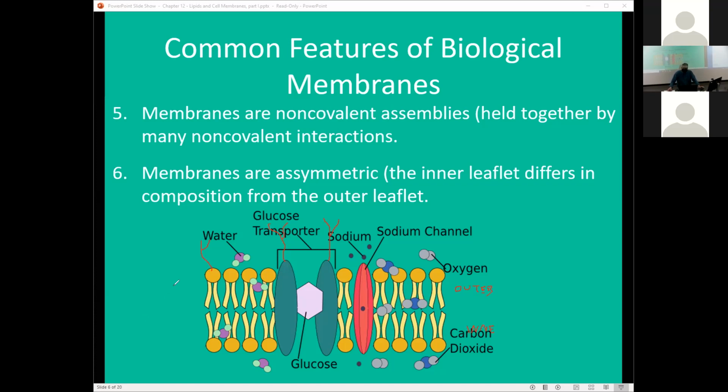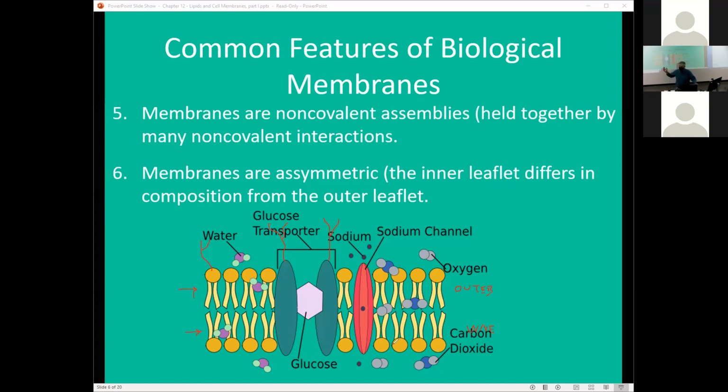Also, the outer leaflet is composed primarily of the phospholipid phosphatidylcholine. So we're going to find most phosphatidylcholines in the outer leaflet. Another type of phospholipid is phosphatidylserine. Okay, phosphatidylserine we find mostly in the inner leaflet of the plasma membrane.